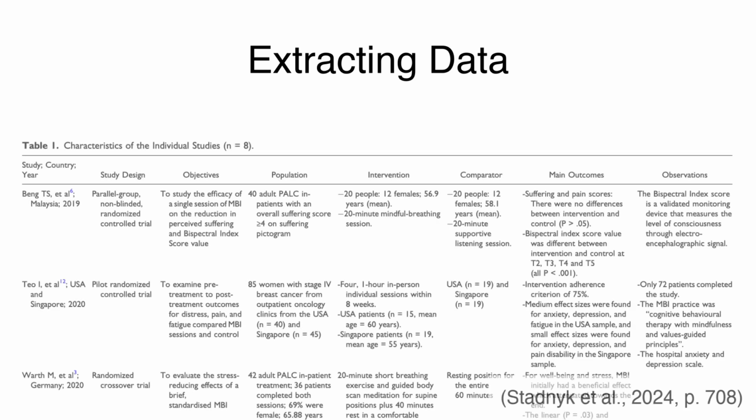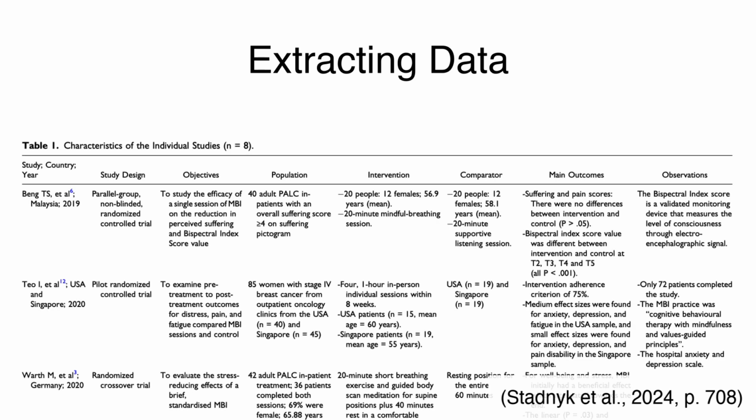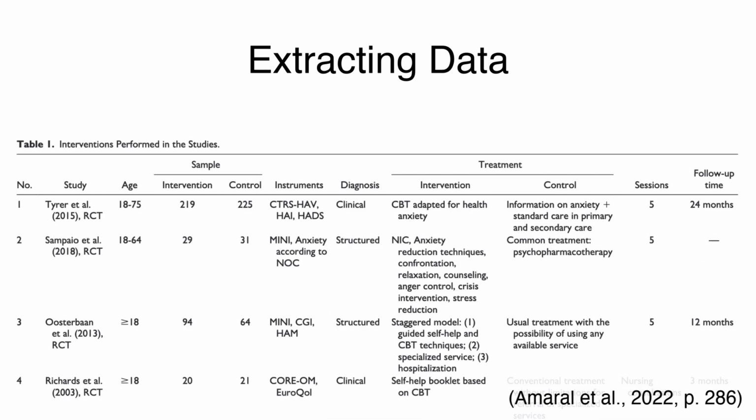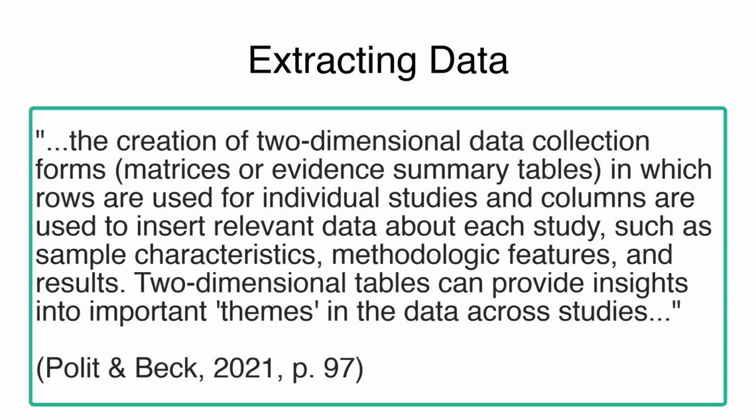A table of study characteristics is often found in systematic reviews and is based on the extracted data from primary studies. Chapter 5 of Polit and Beck describes more fully the role of a literature review summary table, also referred to as a matrix, and is described as the creation of two-dimensional data collection forms, matrices or evidence summary tables, in which rows are used for individual studies and columns are used to insert relevant data about each study, such as sample characteristics, methodologic features, and results.